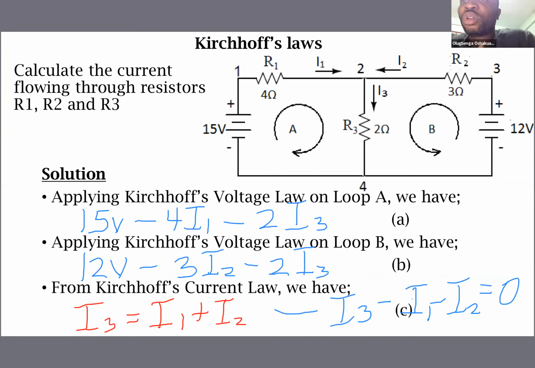So what we do next is that we replace both I3s here with I1 plus I2. Because I3 is equal to I1 plus I2, we replace both I3s with I1 plus I2. By doing that, we will have an expression that has 15 volts and just I1 and I2. Then we solve simultaneously to obtain I1 and I2 separately.